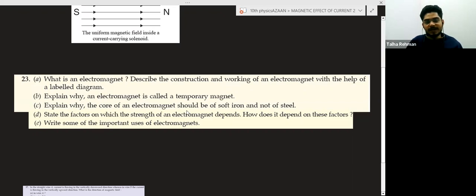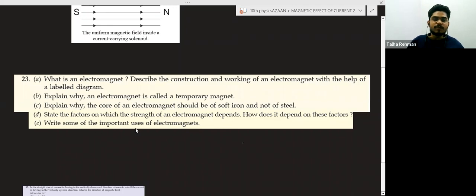Explain why the core of an electromagnet should be of soft iron, not of steel. You can answer this like: in steel, demagnetization is difficult as compared to soft iron. State the factors on which the strength of the electromagnet depends. Number one, the number of turns. Second, the amount of current flowing. Third, the type of core material used.